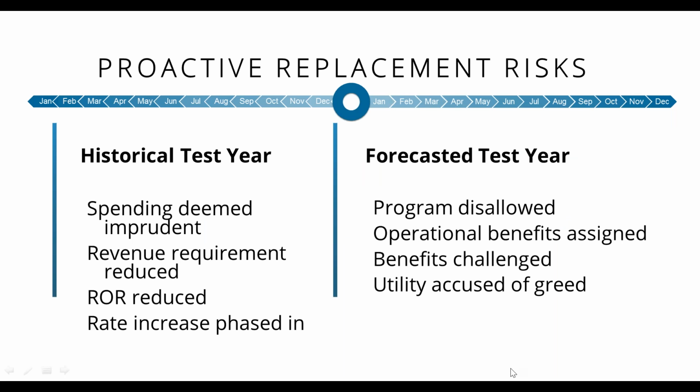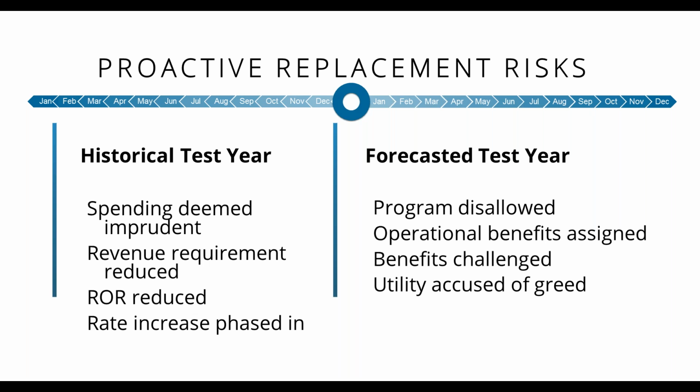Okay, and so here is just a summary of some of these risks. Historical test year, they can deem your spending imprudent and just disallow that spending, then the utility has to eat it. They can reduce your rate of return. So effectively they're saying we're not going to disallow it, but we're going to reduce your rate of return, so effectively rates don't have to increase. And they can also phase in rate increases to avoid rate shock, and of course that means that you don't really get as much recovery as you would have if rates were fully phased in the early years.